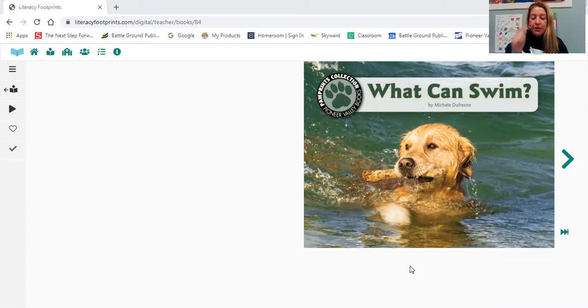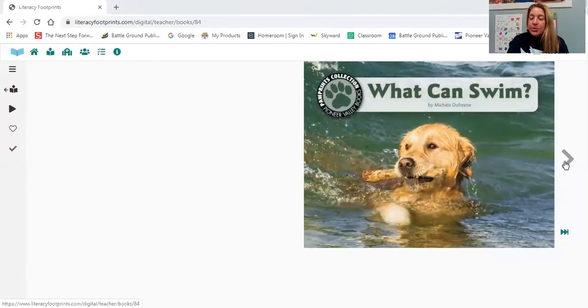I want you to think for a moment about what animals you might see in here. So what animals do you know of that can swim? If there's somebody in the room with you, why don't you share two animals that you can think of that you might see in this book, What Can Swim? And if there is nobody in the room with you, you can just say them out loud to yourself. Good. So you've got that prediction up in your mind.